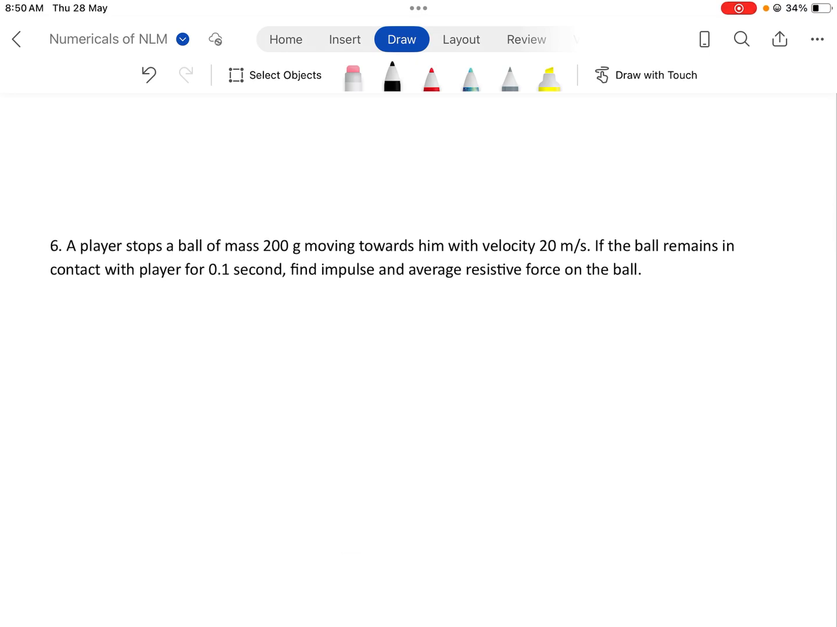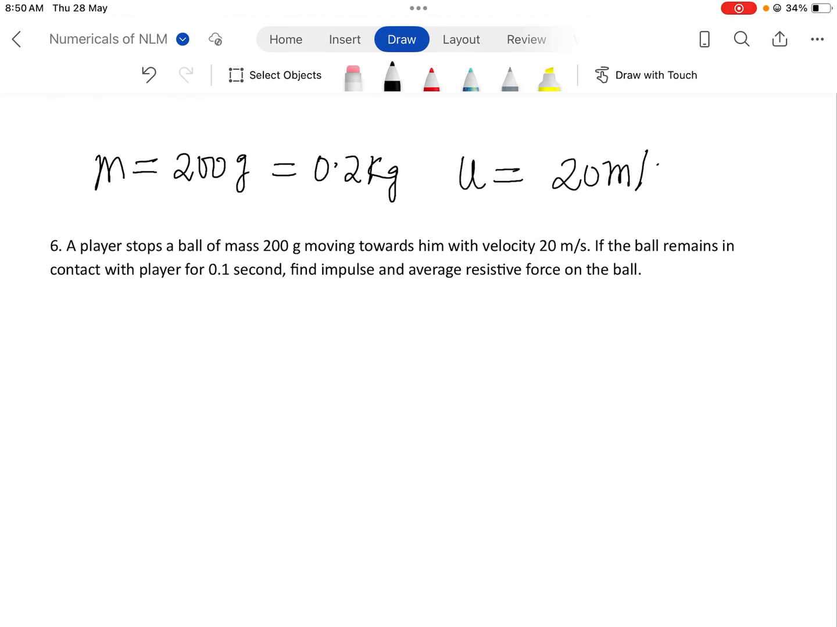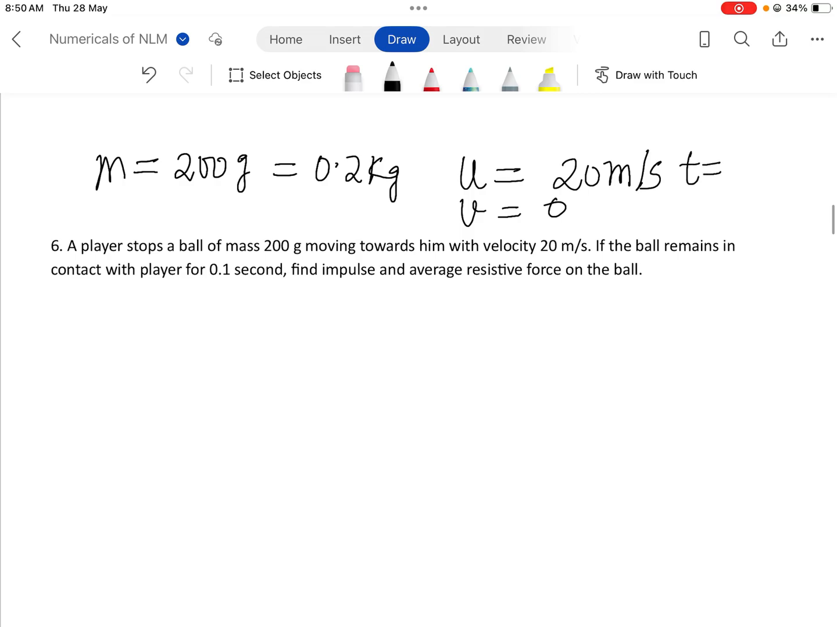A player stops a ball of mass 200 gram. Mass 200 gram, that is equals to 0.2 kg. Towards him with a velocity 20 meter per second. Means ball is coming with what velocity? 20 meter per second. And player stops the ball, that is V equals to 0. If the ball remains in contact for 0.1 second, it is given in the question. Find the impulse and resistive force.